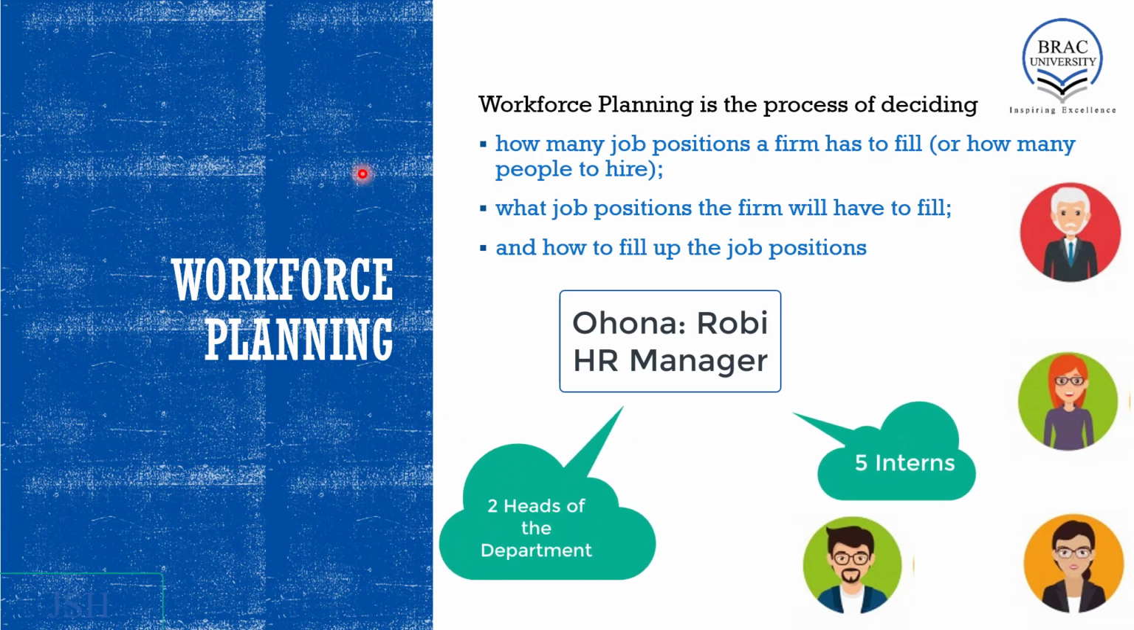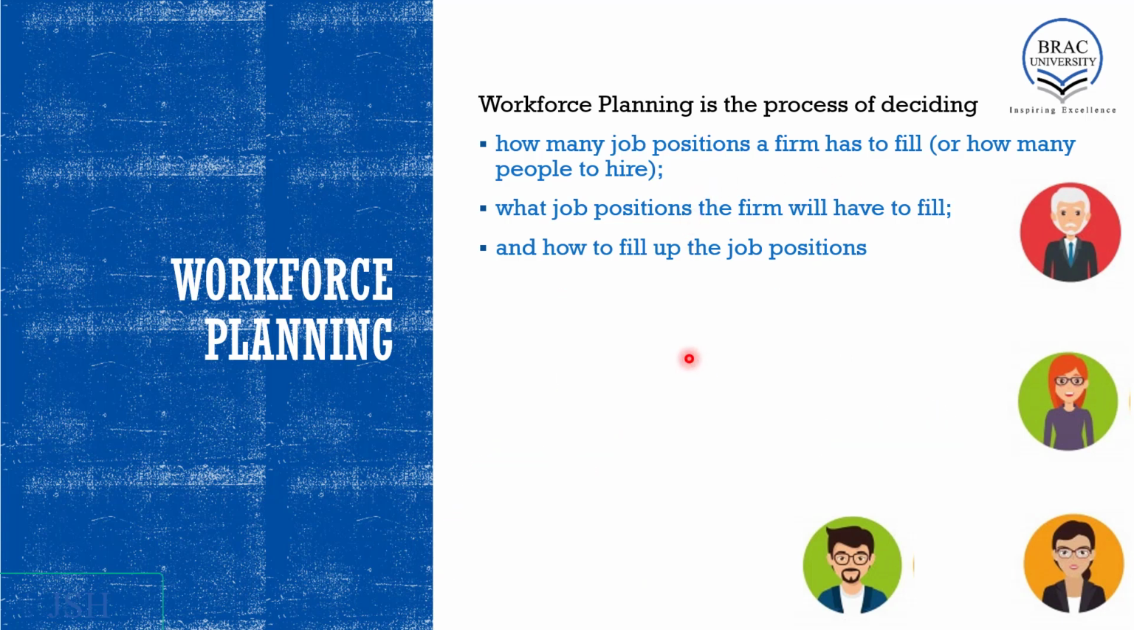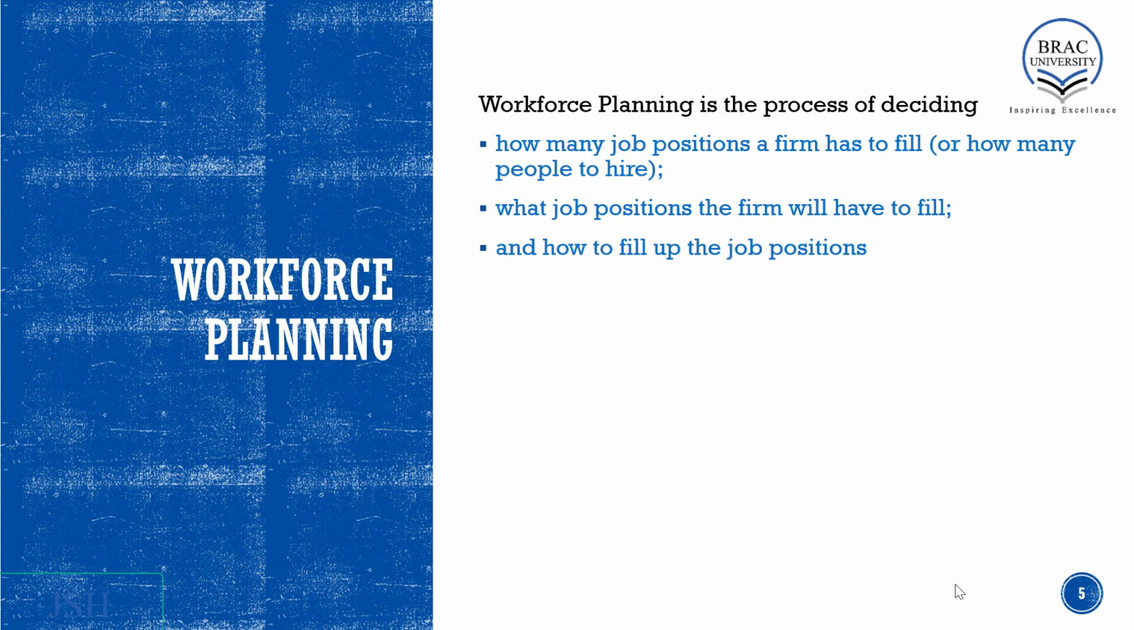So she has already found out how many positions she has to fill in total and what are the exact job positions that she has to fill. Now, once she is done with these 2 steps, the next step is to decide how she is going to fill up those positions. So all of these, how many, what, and how to fill up, they come under workforce planning. Once Ahona is done with all of these 3, she has successfully completed her workforce planning part. So that is all about workforce planning.